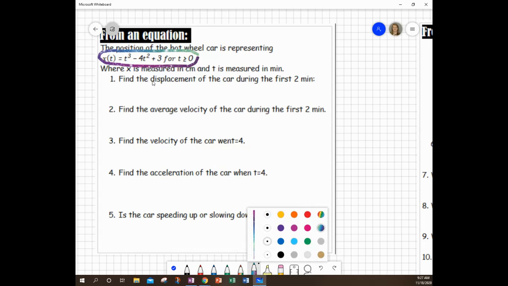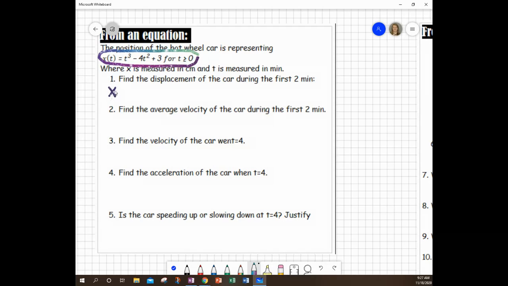So when I'm asking for the displacement, I'm basically asking what is the difference between where we started and where we ended up. To figure out where we started, I just need to find x of 0 because that's when my time starts. When I plug 0 into this function, I get 0 minus 0 plus 3, so I get 3. That means that at x equals 0, I'm at 3 centimeters.